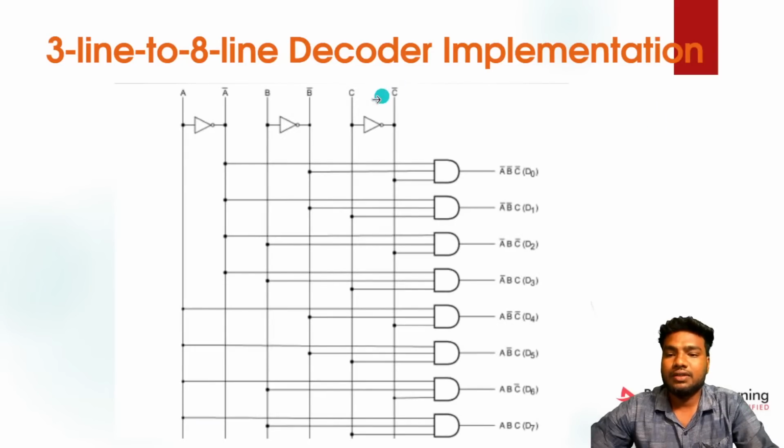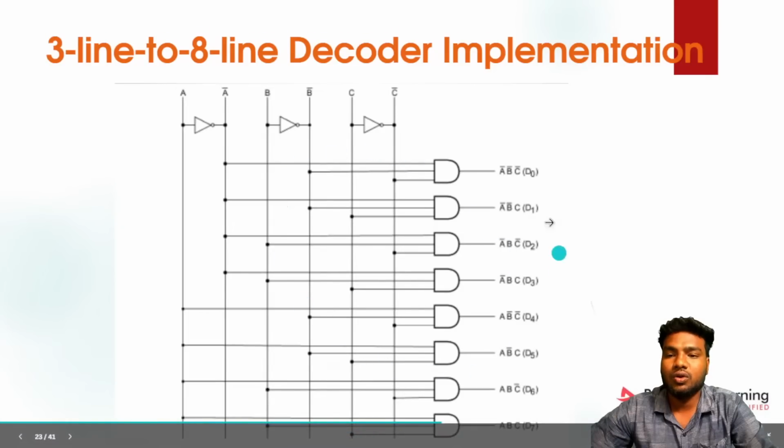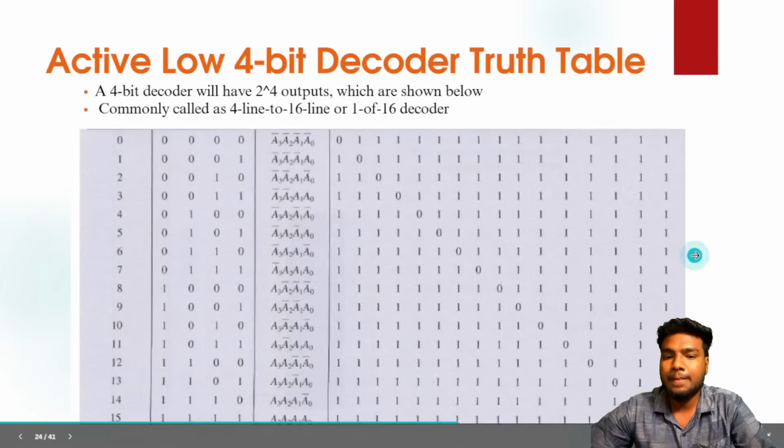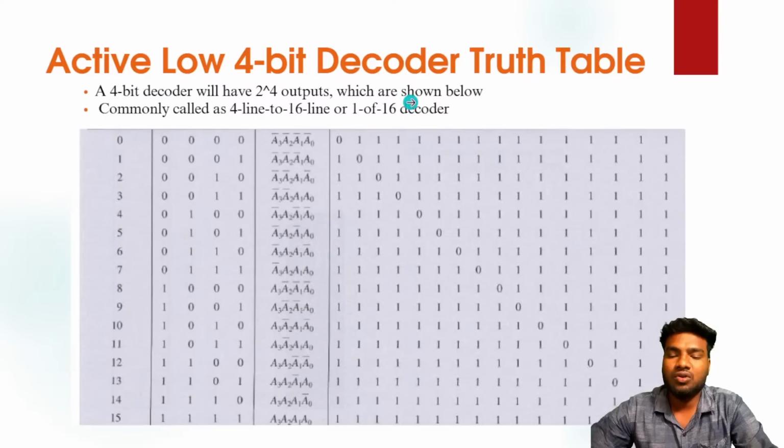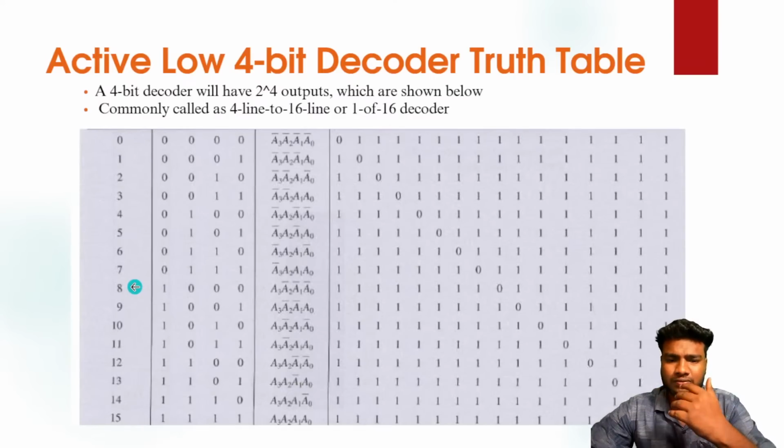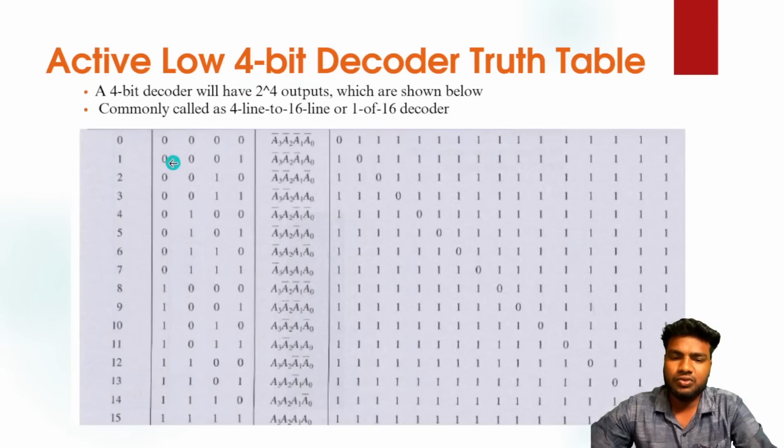So this is a decoder implementation. The circuit looks like this. This is a decoder circuit. This is a 4-bit decoder. 2 power 4 means 16, so 4 inputs, 16 outputs. 4-bit inputs will get the 16-bit output.